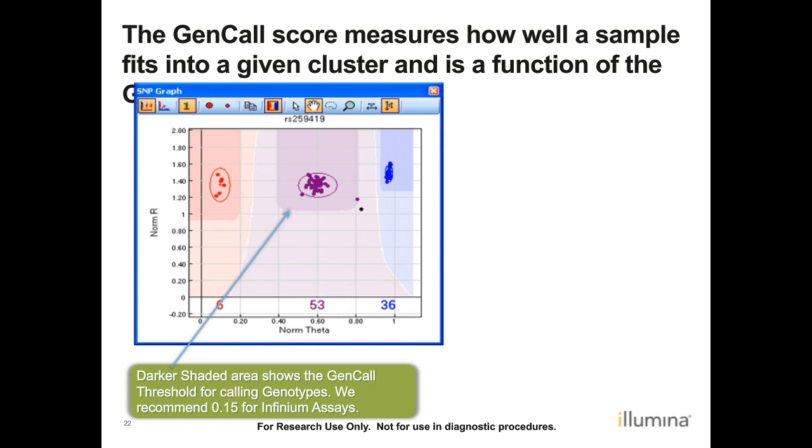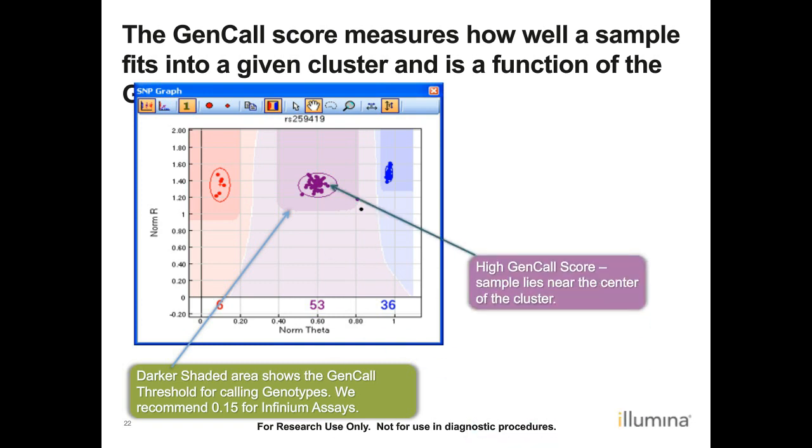The closer the data point is to the center, the higher the GenCall score. So the high GenCall score samples will lie near the center of the cluster. Any data points that fall outside of that shaded area are data points that have GenCall scores below the threshold. Therefore, they have no genotype and they have no score.